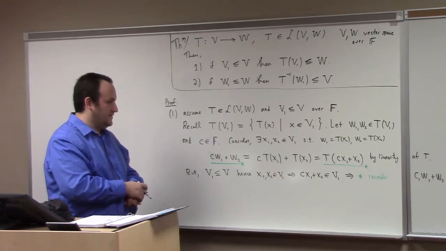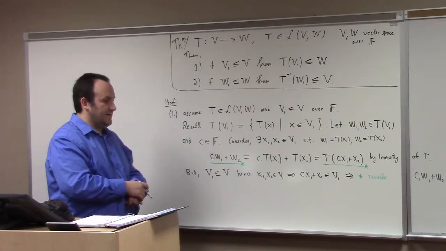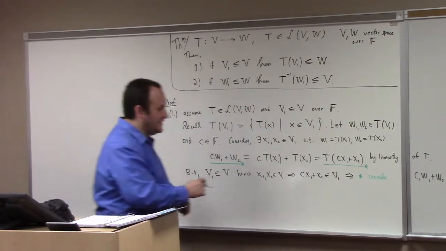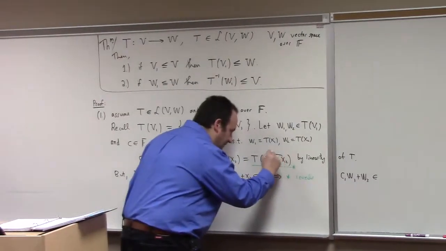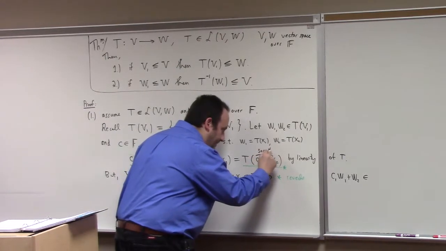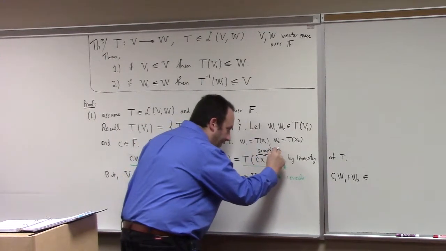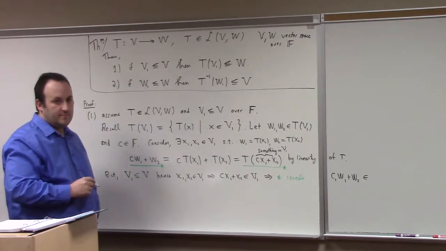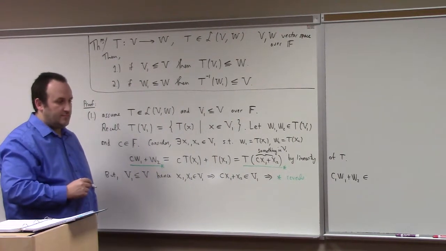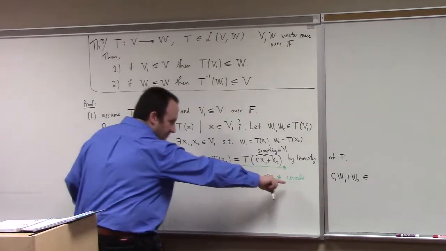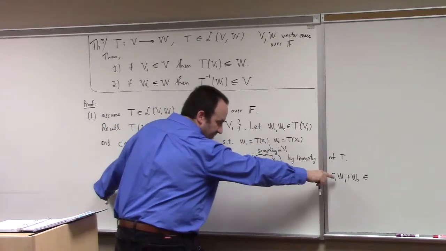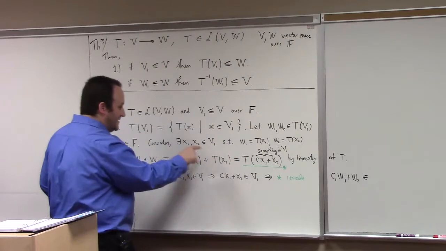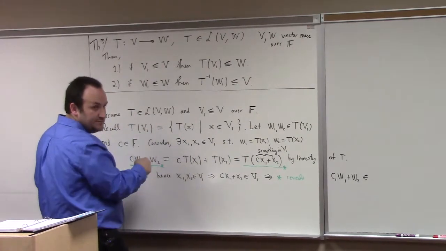C1W1 plus W2 is equal to T of C1X1 plus X2. In other words, it's T of this, which is something in where? In V1, right? So this line right here proves that C1W1 plus W2 is actually an element of T of V1.